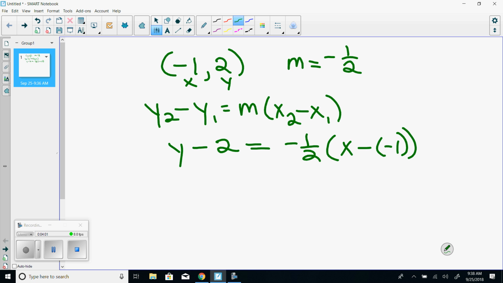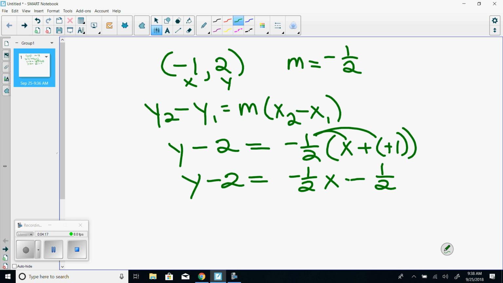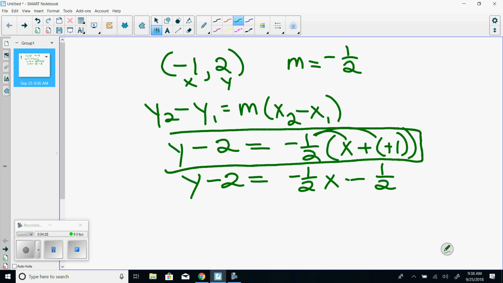Okay? So now I'm going to distribute on the right-hand side, but you should always rewrite everything else. So I'm distributing -1/2 times +1 is equal to -1/2. Okay? So now I just need to solve for y to come up with my slope-intercept. And by the way, this is your point slope form right here that they asked for. And by solving for y here, I'm going to know my slope-intercept form.